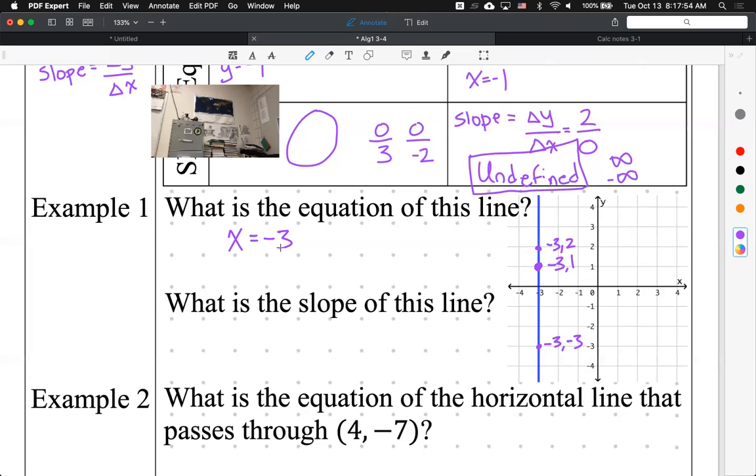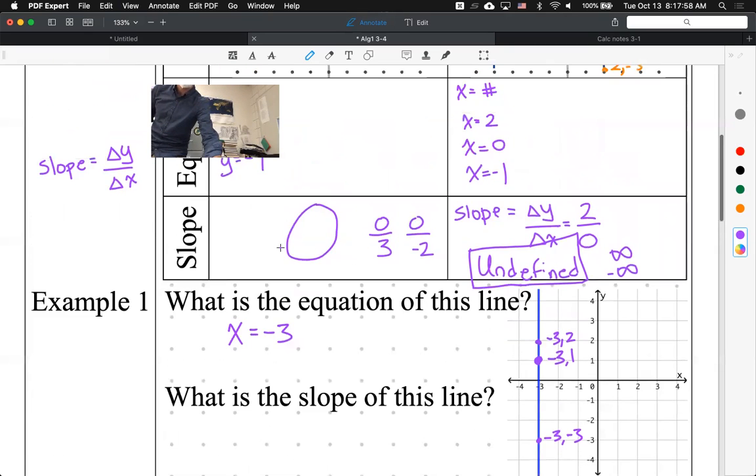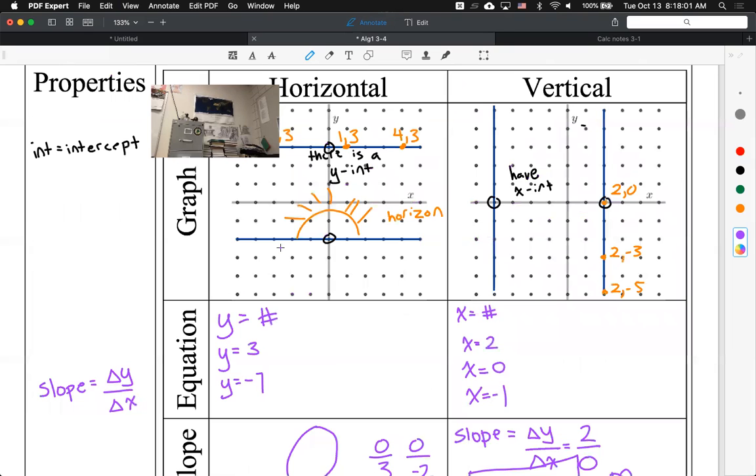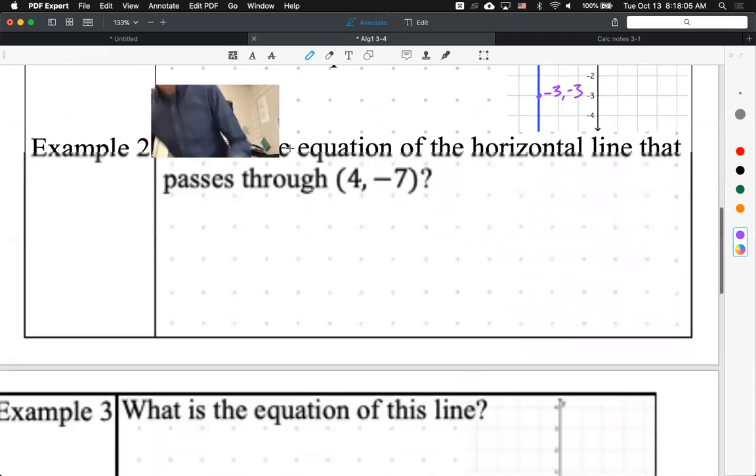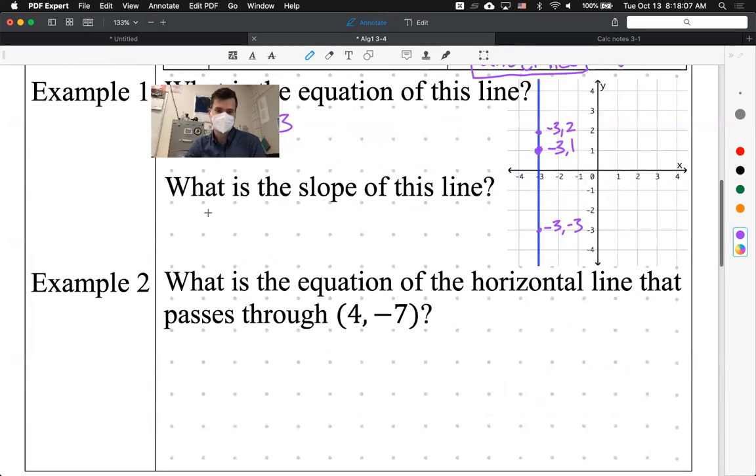Braden. 0. Oh, so close. Look back up here in the notes. We have a vertical line, which goes down here with an undefined slope. So we come down here and we can say the slope is undefined. Beautiful. All right. Now let's do one without a graph.